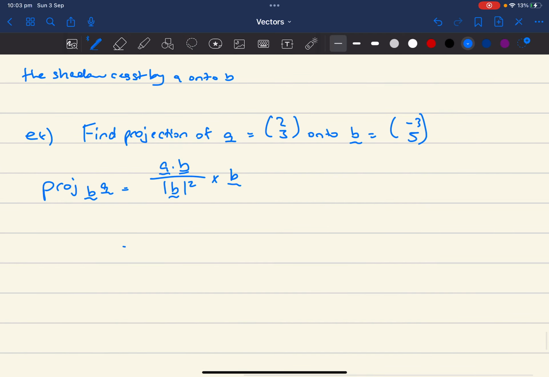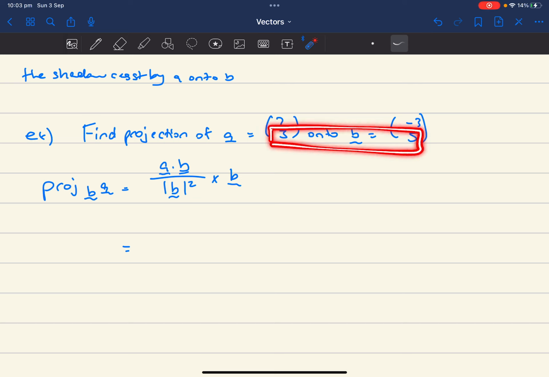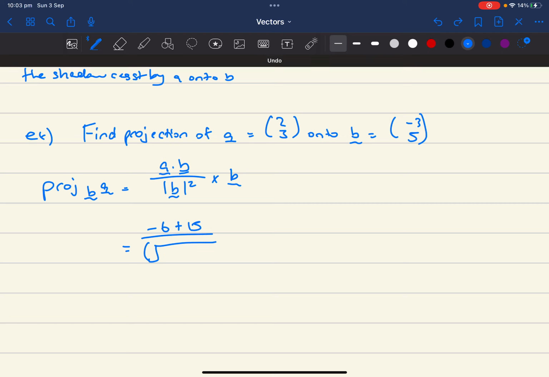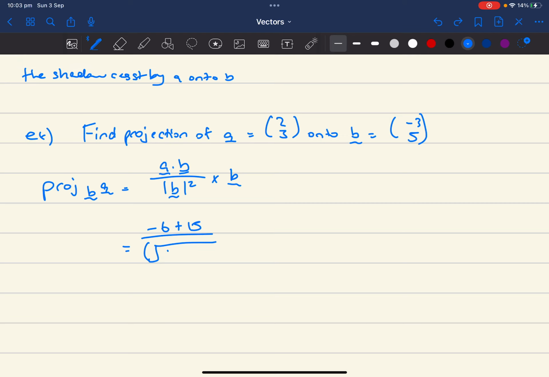So if I just use the formula, I can see at the top I have A dot B, which is the dot product, right? So remember, I just multiply these two x coordinates plus these two y coordinates together. So you have 2 times negative 3, which gives you negative 6, and then 3 times 5, so 15, right? And this bottom is the length squared, right? So remember the length or the magnitude is the square root of x squared plus y squared, right? So the length of B is just going to be negative 3 squared, so 9, and then 5 squared, so 25, times the vector, right? So (negative 3, 5).